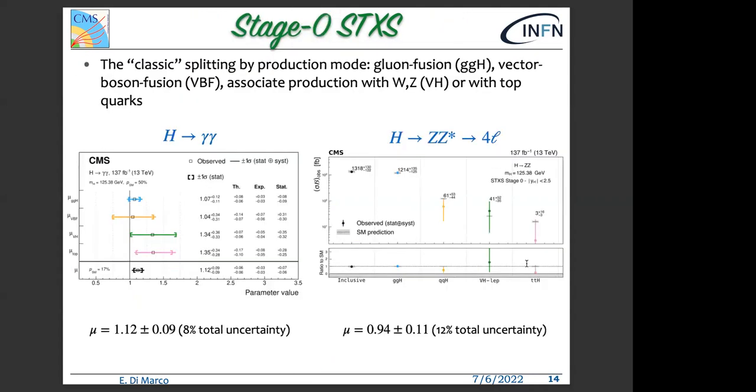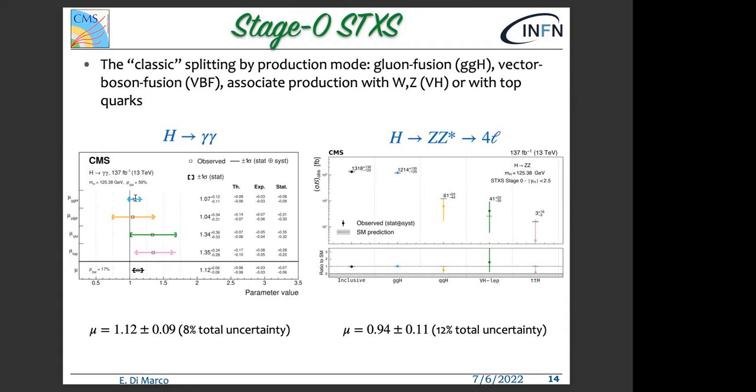Okay, so this was done initially with a simplified approach, the so-called stage zero simplified template cross section, which is easy to understand. Basically, you can see here the classic splitting by production mode: gluon fusion, VBF, associated production with W or Z or top quarks. You can see here the case of H to gamma gamma and H to ZZ to four leptons.